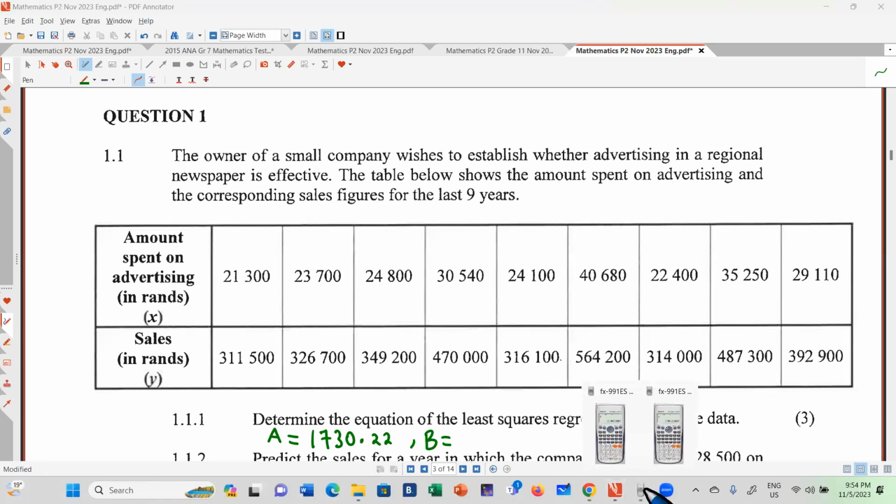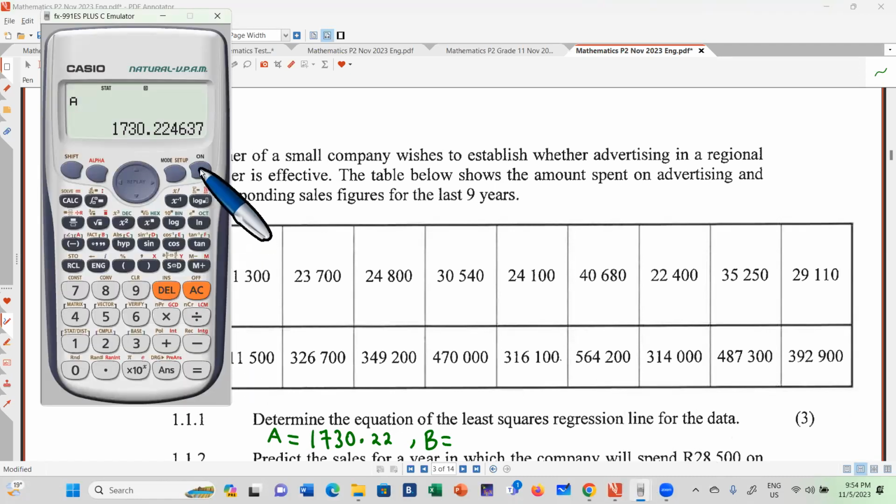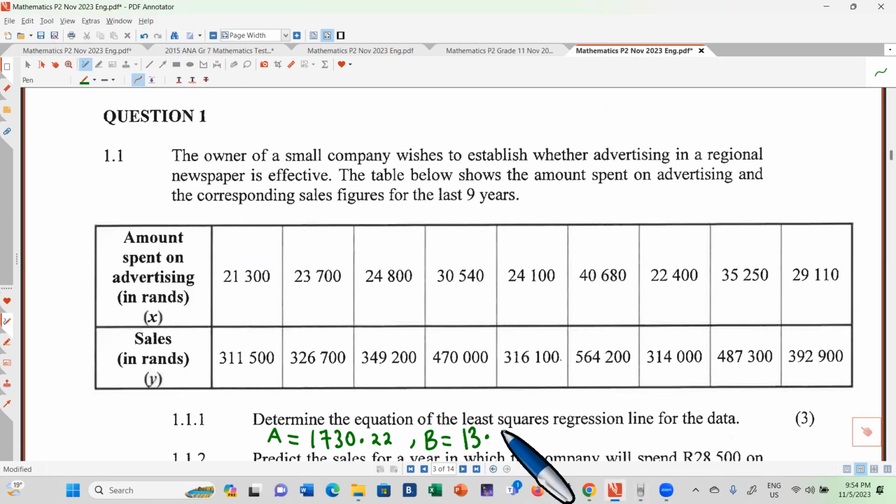The next thing we want is also the B. Go to the calculator. All the data is saved. So we want B. We're going to do shift 1, which is shift stat. Stat is above the 1 button. So we are doing the regression line. So we do 5 because 5 is regression. Then we want B. B is 2, equals. We can see that B is 13.96. We check again.